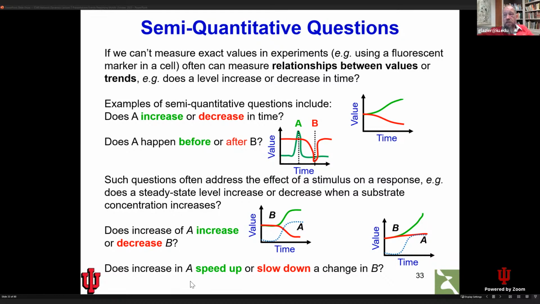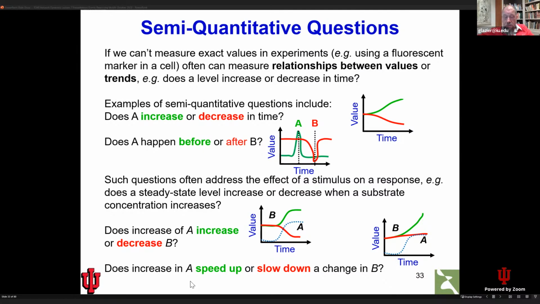And very often we'll ask a question of a stimulus and a response. If we increase the level of molecule A, does the steady state level of molecule B increase or decrease? If we knock out gene X, does the level of a molecule increase or decrease? Does an increase of molecule A increase or decrease B? That is, is A an activator or an inhibitor of B? These are the kinds of classic semi-quantitative questions. They talk about directions of things and relationships between directions.